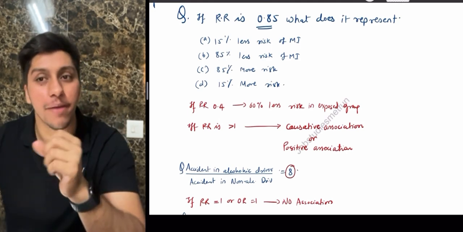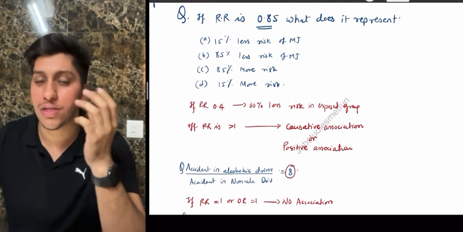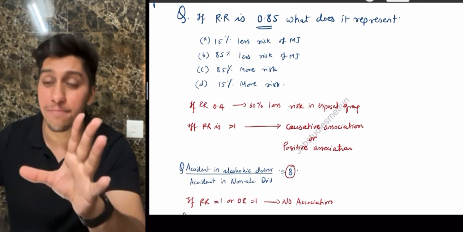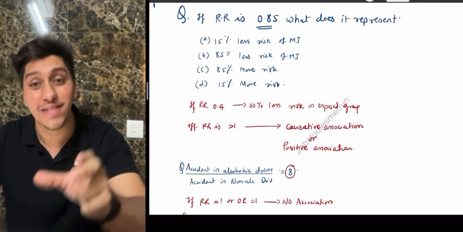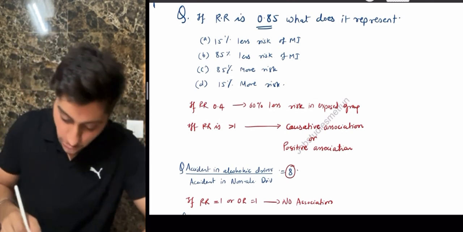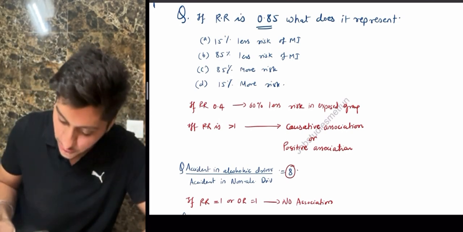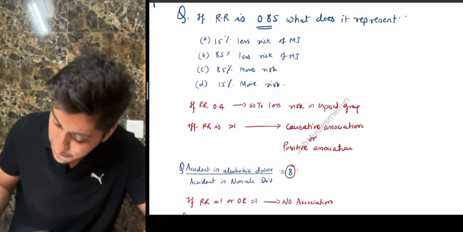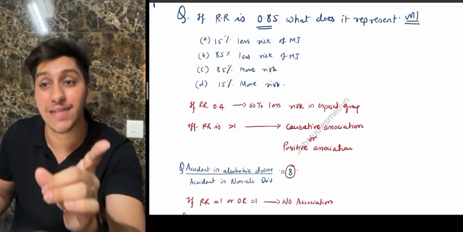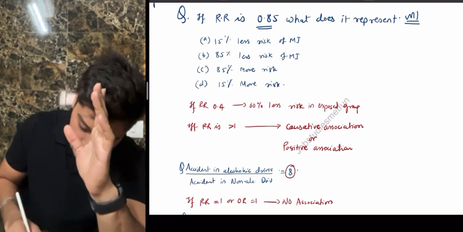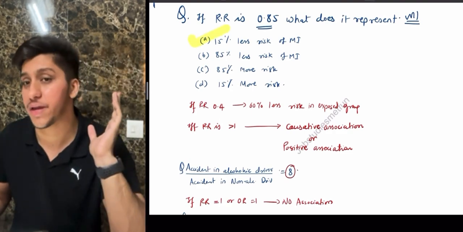So what is the remaining part? That is 0.15. If you see 0.15 into 100, that is 15%. So what is this 15%? This 15% is indicating there is less risk of a certain disease. So over here, this is 0.85 and they're asking what does it represent with respect to MI. For this question, the answer is going to be 15% less risk of MI. Okay, 15% less risk of MI because that is going to be the remaining amount.